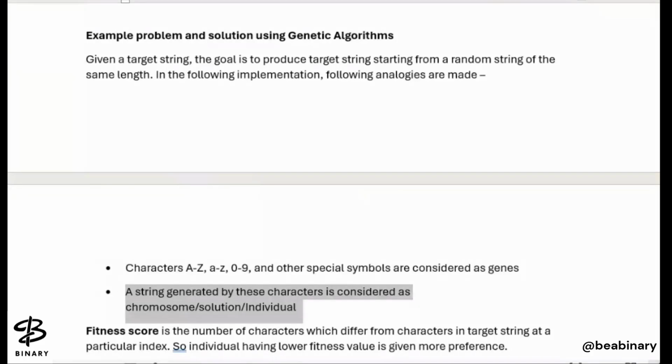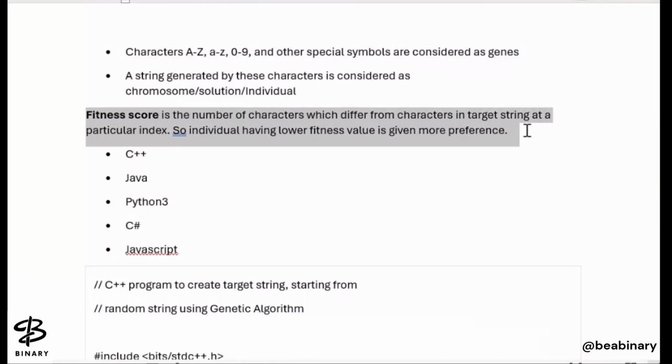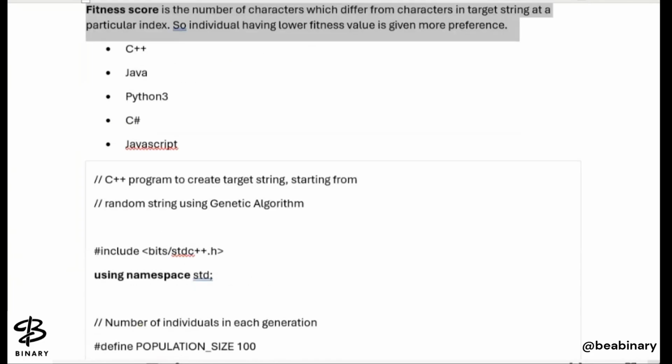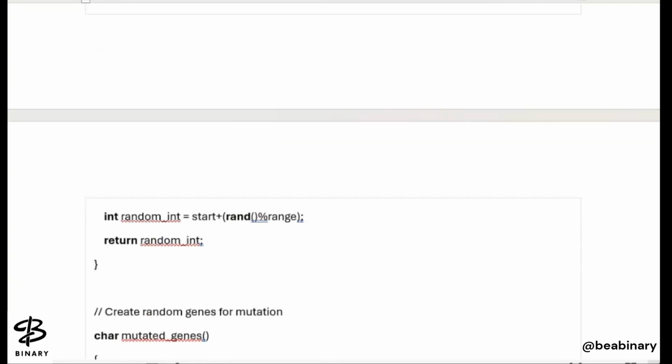The fitness score is the number of characters which differ from the characters in the target string at a particular index. So the individual having the lower fitness value is given more preference. Here we are taking an example in C++. We are just coding.